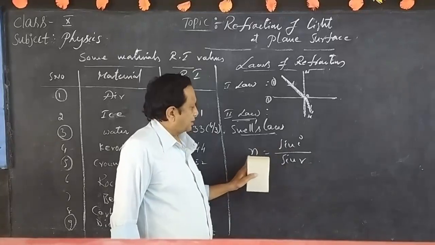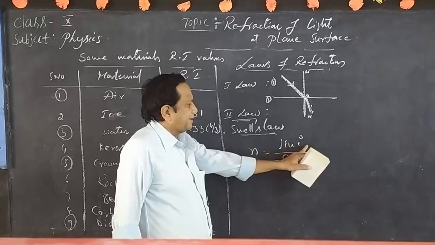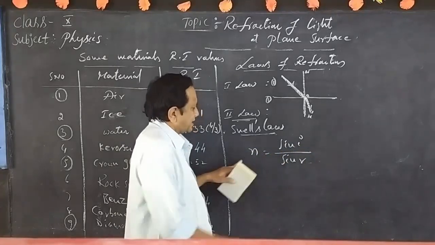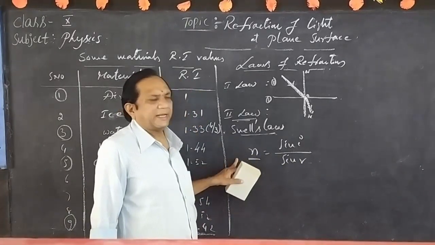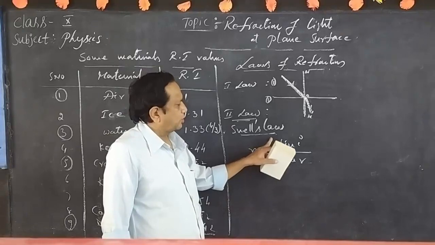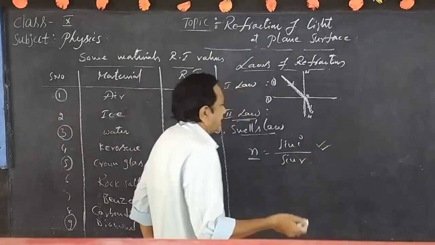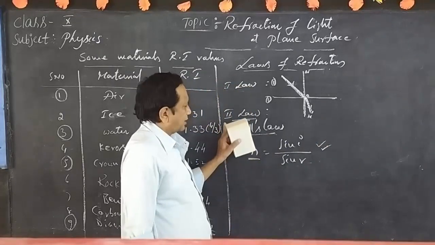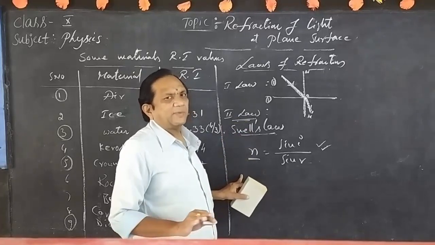Once again, the ratio between the sine of the incident angle and the sine of the refracted angle is constant. Here the constant is equal to the refractive index n. So n is equal to sin i by sin r. It's a very, very important formula. This is called Snell's law also, the second law of refraction. Whatever the question given, the answer will be the same.